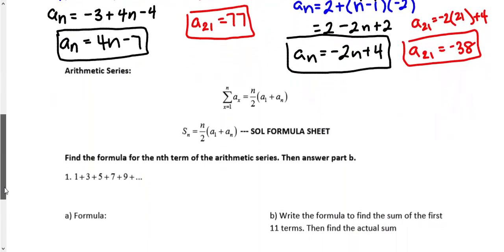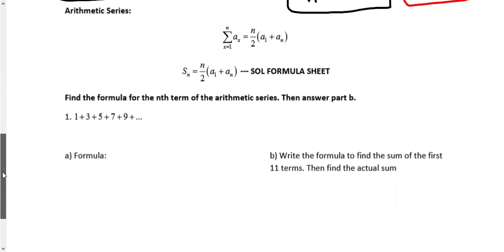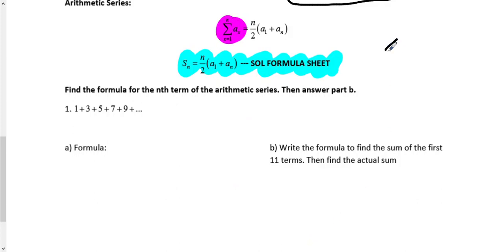Now let's talk about arithmetic series. And again, a series is when we add all of the numbers up in the sequence. So this is how you will see it on your formula sheet for the SOL. But remember, anytime we talk about series, it's crazy E. And to write crazy E, we put the starting point on the bottom, the ending number on the top, and the formula next to it.